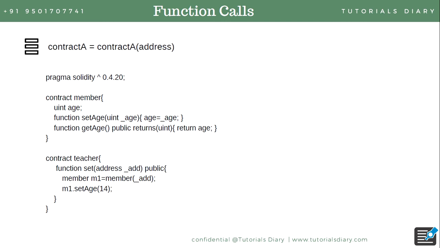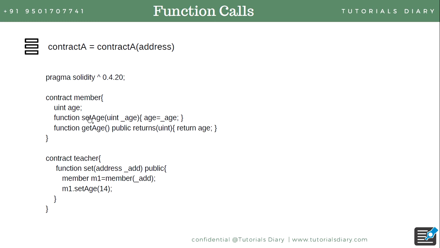The second option is to call the function using the address. The member contract remains the same. In the teacher contract, instead of using a new keyword, we are getting an address. As I just mentioned, when you deploy the member smart contract on a blockchain, you will get the address in return. It gets deployed on some address, right? So in the teacher contract, you will pass that address.